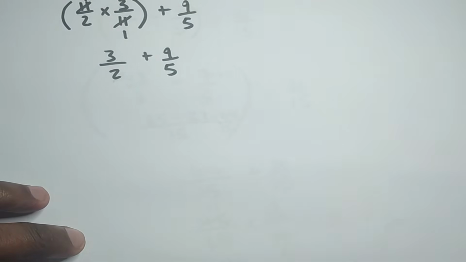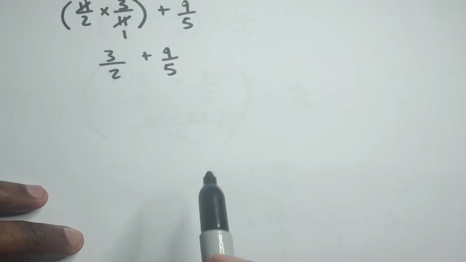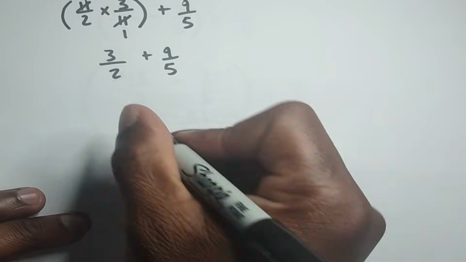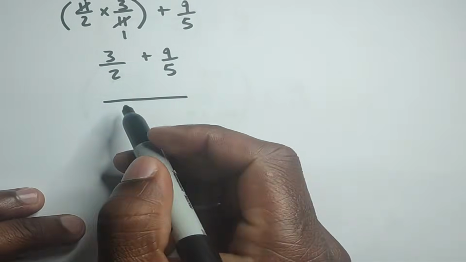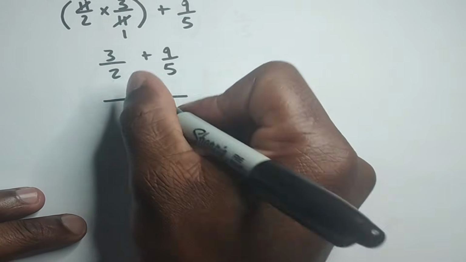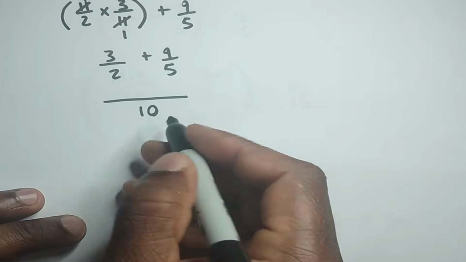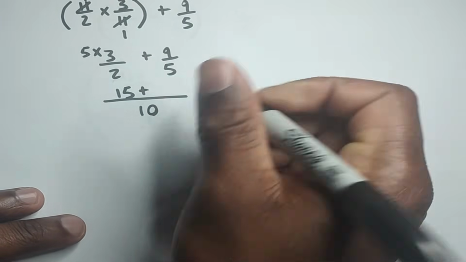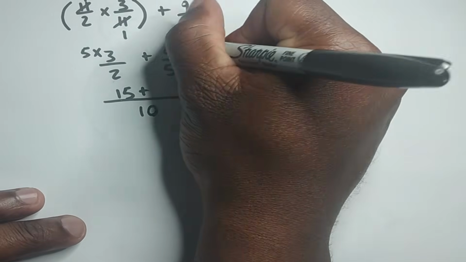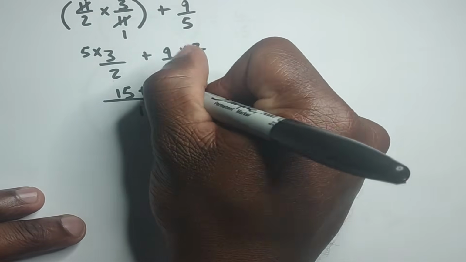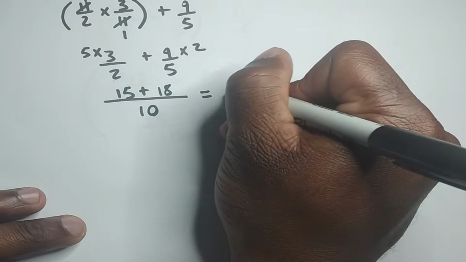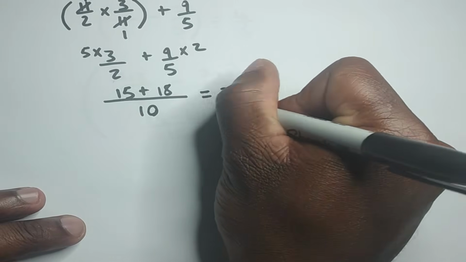Alright, but in this case, because I've done that in the previous question, then I will use the LCM method to solve this one. Alright, so we're going to find the LCM. So the LCM for 2 and 5, that would be 10. Alright, 2 going to 10 5 times, 5 times 3, that's 15, plus 5 into 10, that goes 2 times, 2 times 9, that's 18. Alright, and 15 plus 18 gives us 33 if I'm not mistaken.